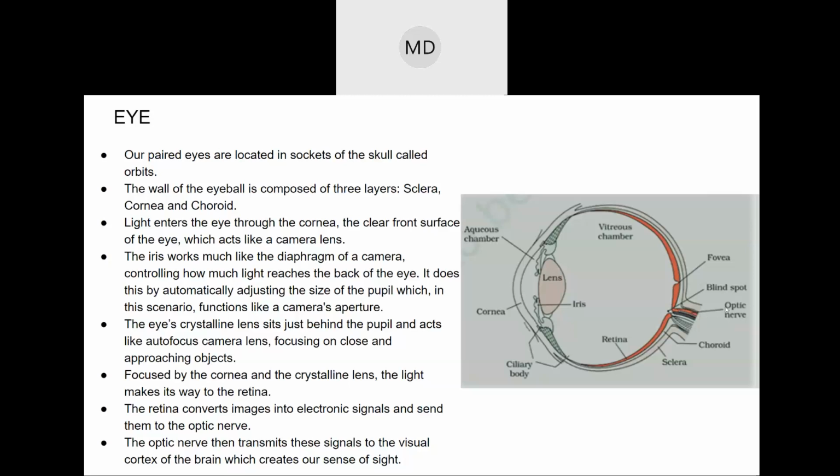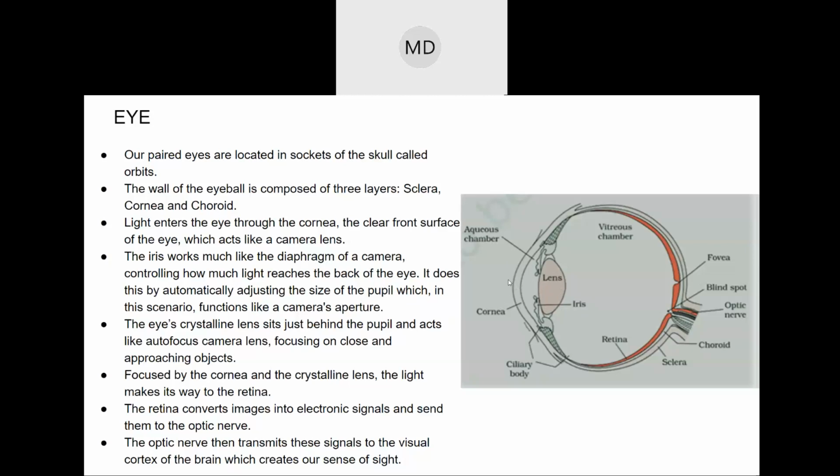Is it clear? So I'll explain once more. Suppose there is an object here. From this object, light will come and fall on the cornea, and then the light will come across this cornea to the lens. Then the iris, if it is in the sunlight, the iris will become narrow. So the iris will determine how much light can enter the eye. Okay, iris is the determining factor, that is it can control how much light can enter the eye.